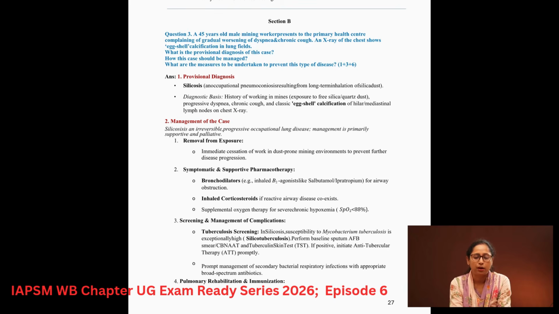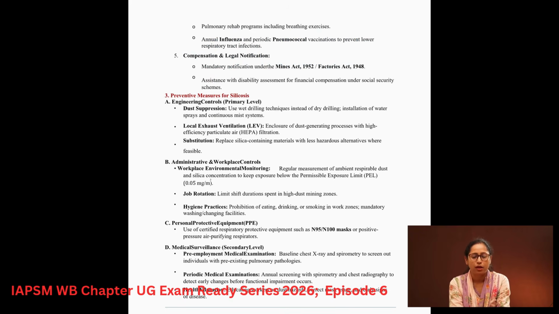The next point would be pulmonary rehabilitation and immunization, where we need to do pulmonary rehab programs including the breathing exercises, annual influenza and periodic pneumococcal vaccinations to prevent lower respiratory tract infections to all. And finally, compensation and legal notification. It is mandatory that the notification under the Mines Act 1952 or Factories Act 1948 is given. Assistance with disability assessment for financial compensation under social security schemes are also there. So, we need to notify.